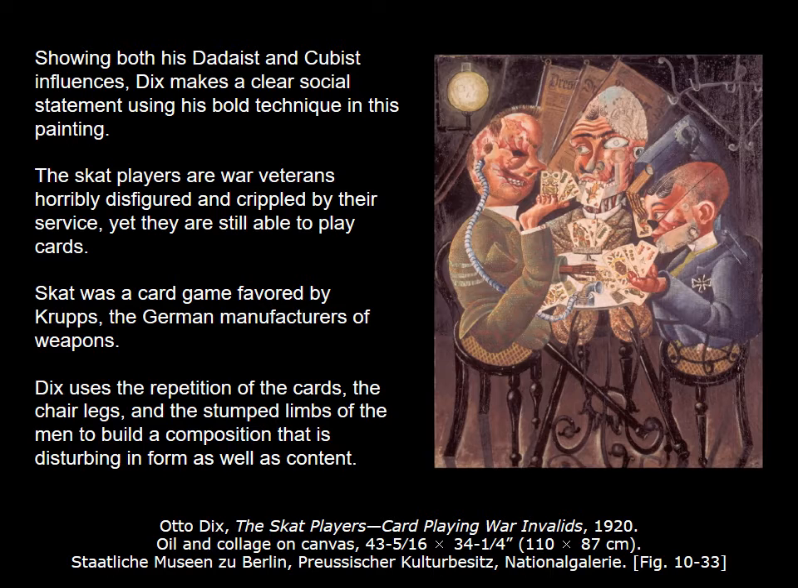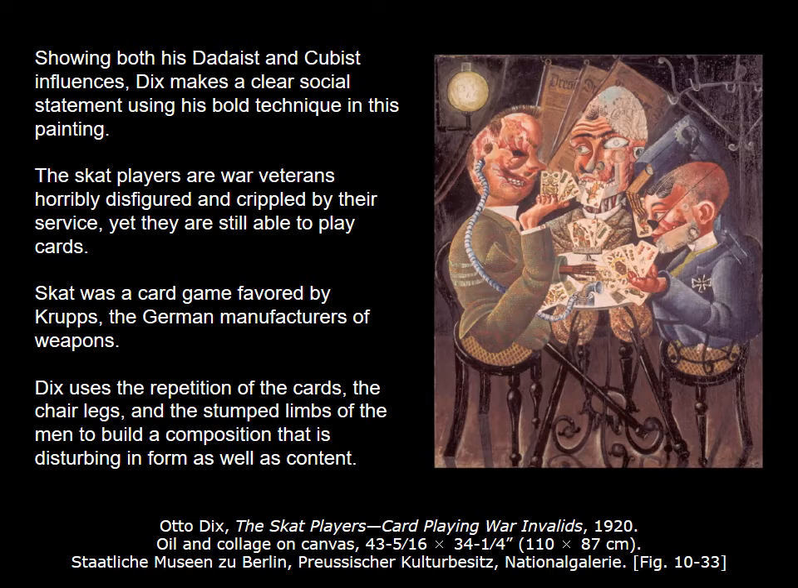So the Scat Players are war veterans that have been horribly disfigured and crippled by their service, similar to the war cripple painting we've looked at quite a bit. At some level, these individuals are even more destroyed than other people, right? So the one man has lost his arm and is playing cards with his foot here on the left, and when you're really looking at some of the other bodies, the one on the right actually doesn't have any legs at all.